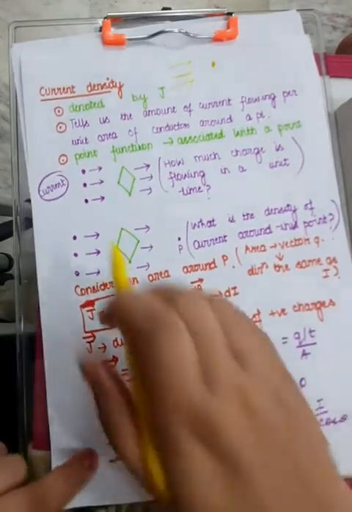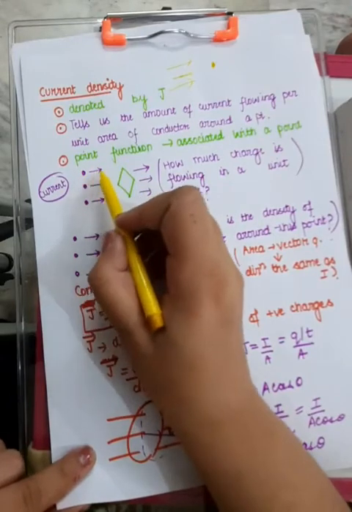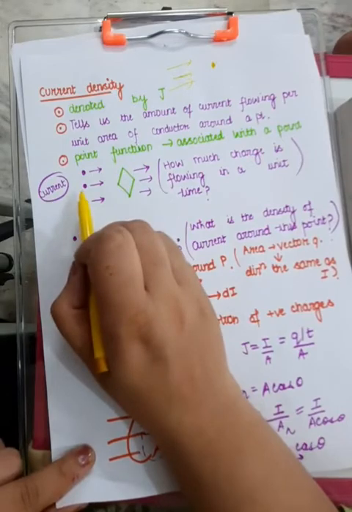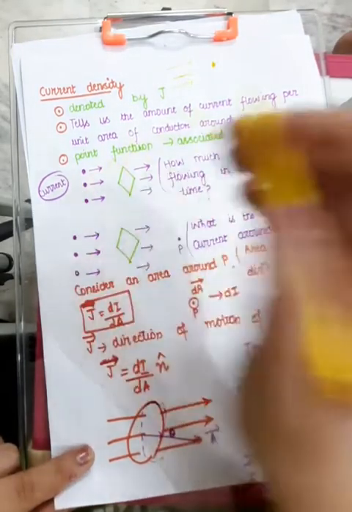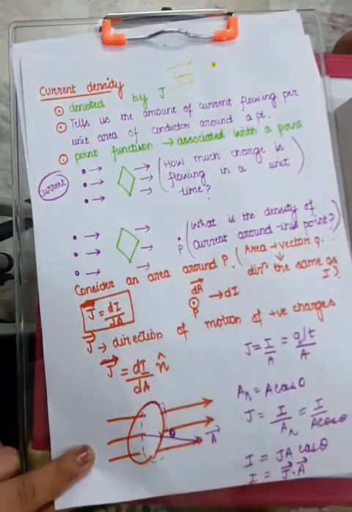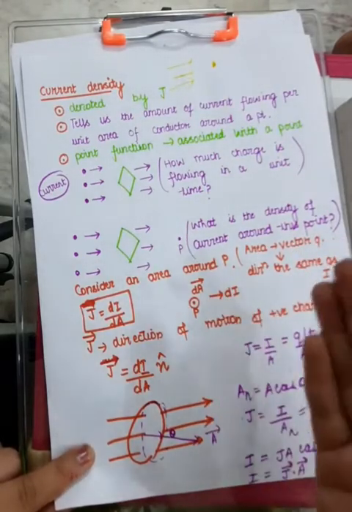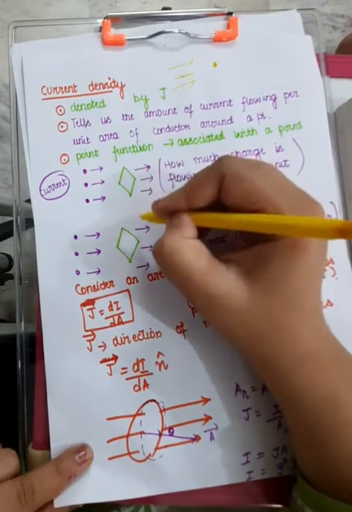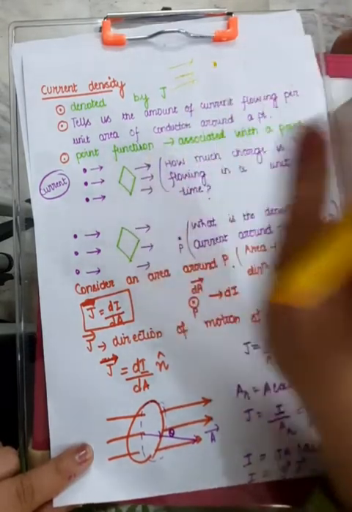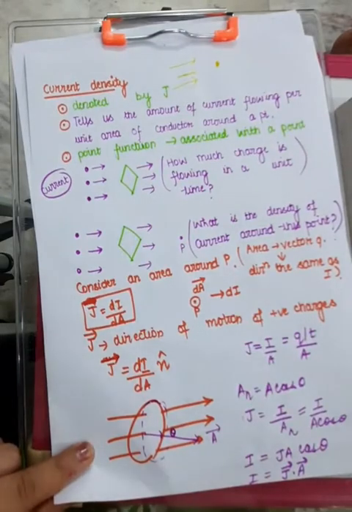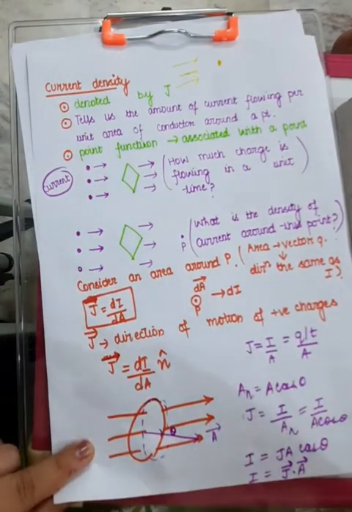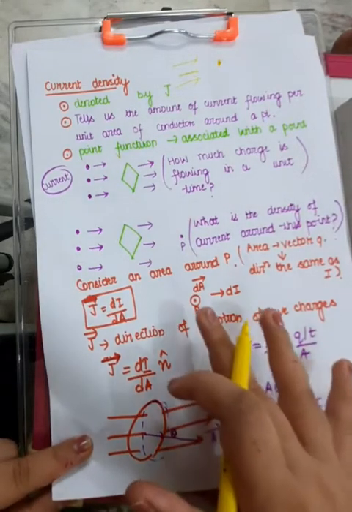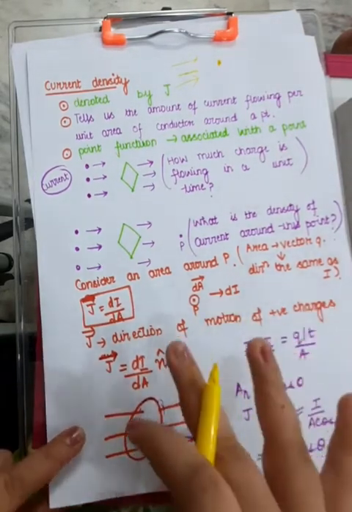Just have a look here. Suppose there are many charges that are flowing. Now, if you want to know the value of current, then current would mean how much charge is flowing per unit time. So to find out current, we will consider a cross-sectional area and then we'll see how much charge is flowing per unit time. And that is how we will get to know the value of current. But it's not the case with current density.